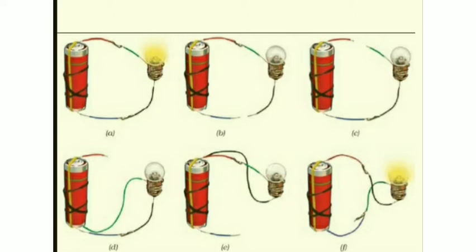And if we take this D and E, starting from one terminal of this cell there is a continuous path but it ends at the same terminal. So no current flows and hence the bulb does not glow.